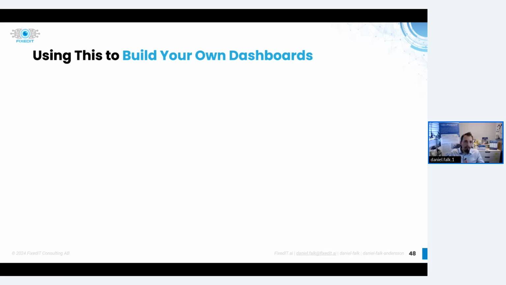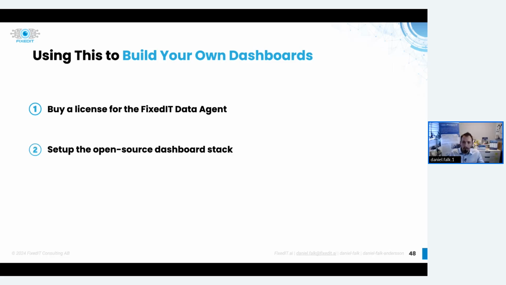But one thing you can do is to use this to build your own dashboards. Essentially, the only thing you need to do is to buy a license for the Fixit data agent. You buy a lifetime license or a yearly license for each camera that you want to run it in. And then you set up the open source stack on your computer, your server, or an AWS instance, wherever you want to host it. And then you start building your own dashboard in Grafana and start writing scripts for the data agent that tells it what information to collect or what algorithms to run in the camera.